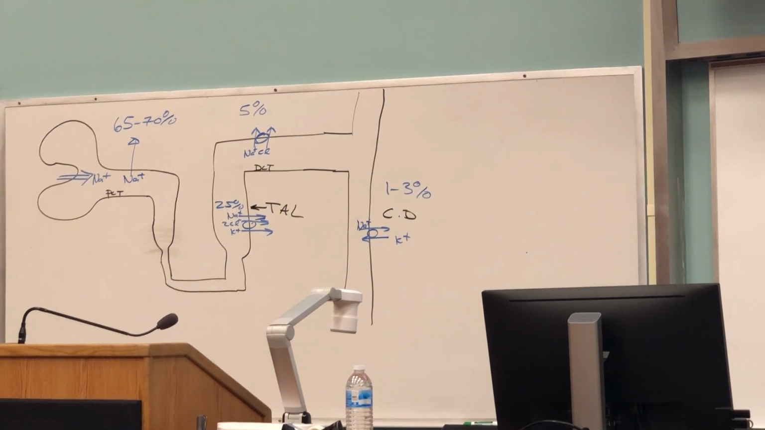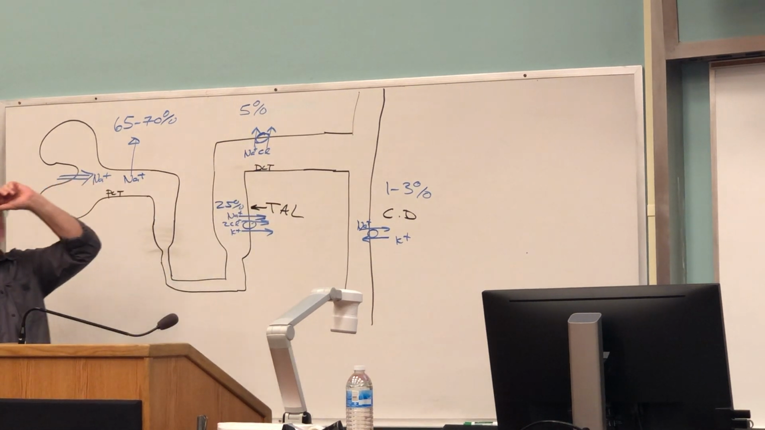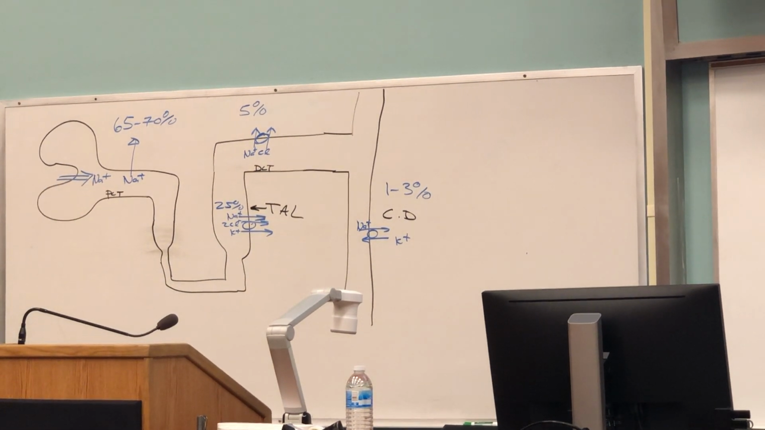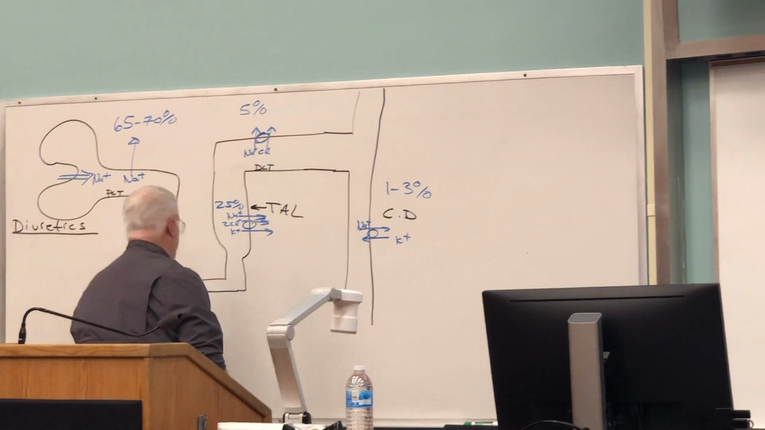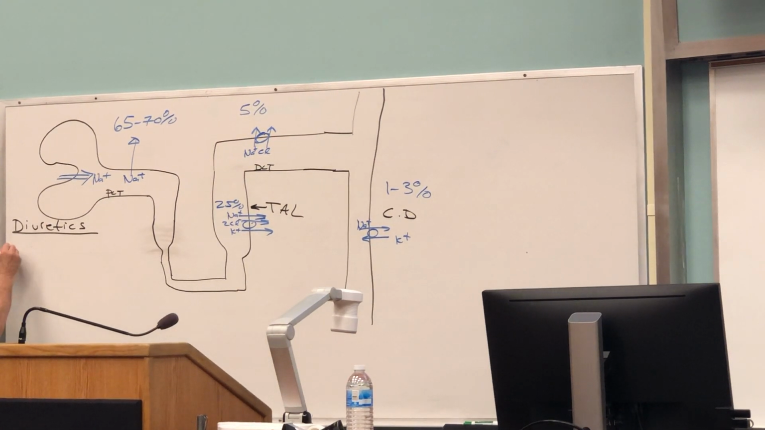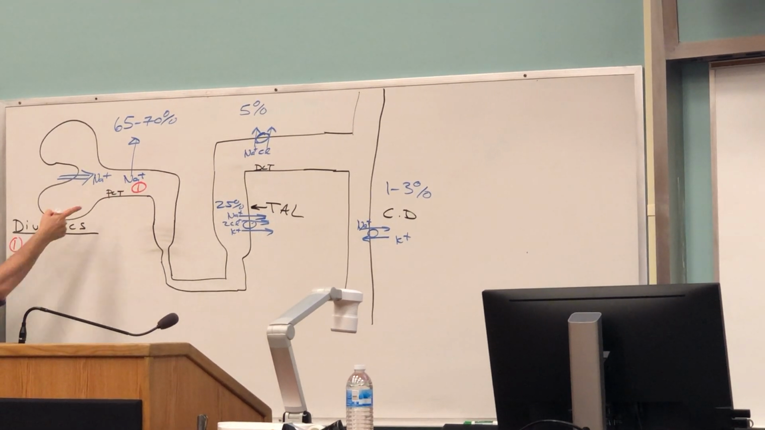Now, why do we care about knowing what each segment of the nephron can do in terms of the amount of sodium reabsorption? Because specific diuretics target specific parts of our nephron. So we can look at the different types of diuretics that we have. The first one is carbonic anhydrase. So let's just do diuretics. And I'm going to use numbers, and we're going to place those numbers over here. Number ones happen right here, and only right there.